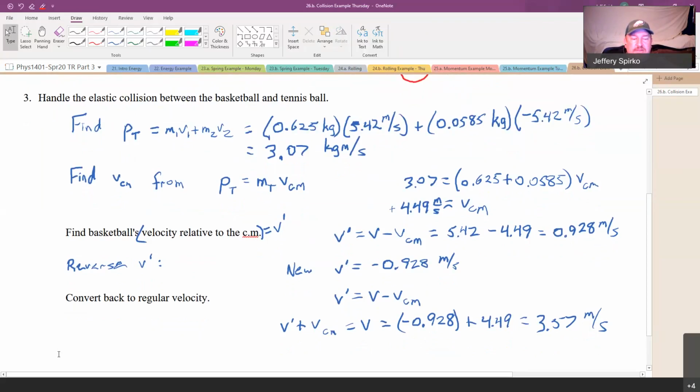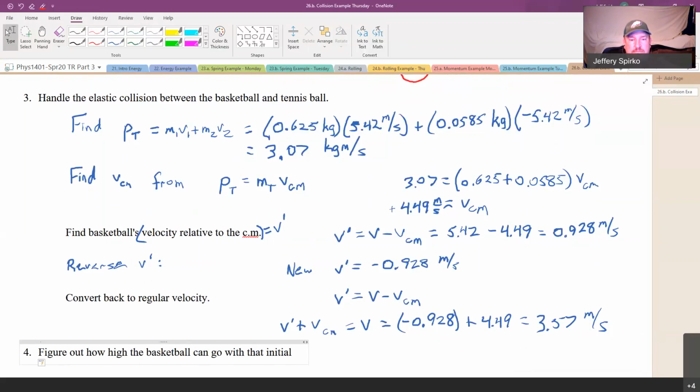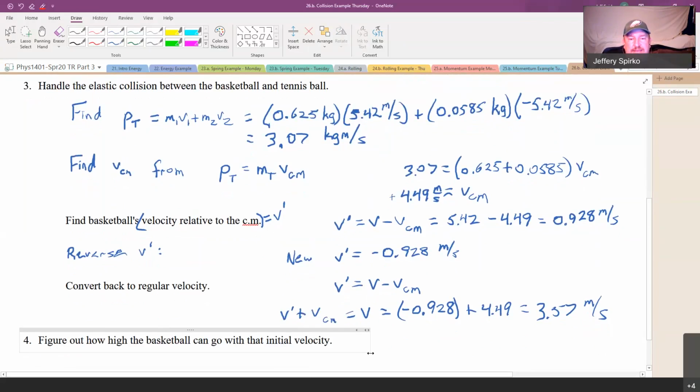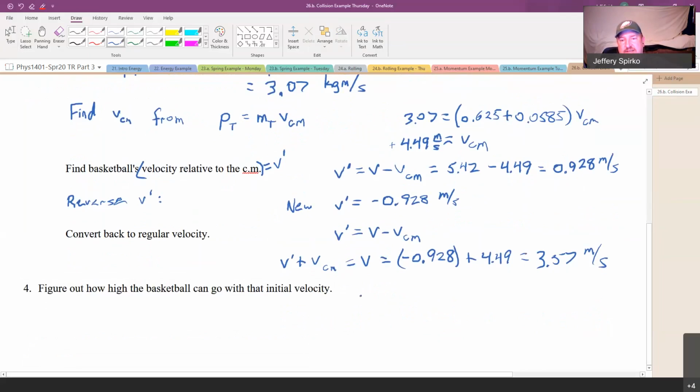So now we can go back to our overall multi-step process. We can figure out how high the basketball can go with that initial velocity, 1/2 mv squared. This is now at the bottom. The basketball is going upwards after kicking the tennis ball up really high. And that basketball's energy turns into mgh. It turns into height energy.